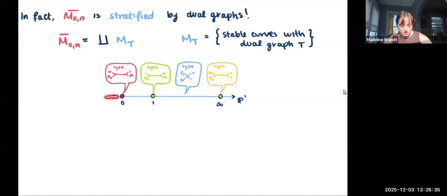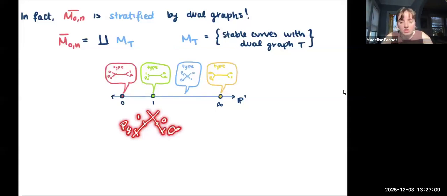If I look at the interiors, the part that we didn't fill in, that would just be a P1 with no nodes and 4 marked points on it. And so the dual graph would look like this. But then if I say, whose dual graph looks like, here we have one component with 1 and P4 on it, and another component with 0 and infinity. So this would look something like this. Right, so then that gives me one piece of my moduli space.